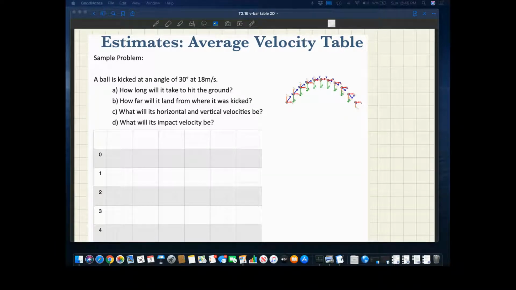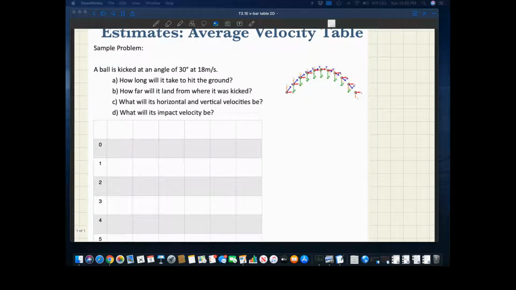In this problem, we are moving a little bit further along with our projectiles. We're now looking at two-dimensional projectiles. We've already discussed what happens to the velocity and the acceleration in a two-dimensional projectile situation. And so in this case, we're going to learn how to use the average velocity table and analytic solutions to solve questions about a two-dimensional problem.